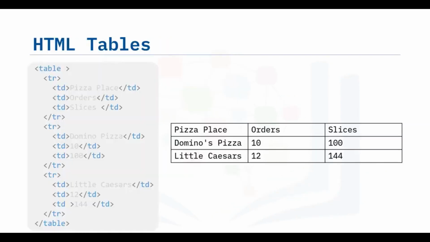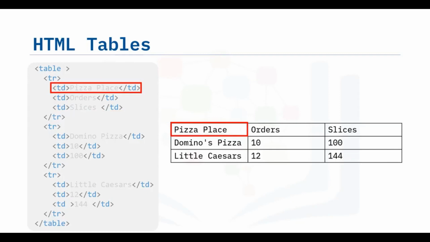Next, let us review HTML tables. To define an HTML table, we have the table tag. Each table row is defined with a TR tag, and you can also use a table header tag for the first row. The table row cell contains a set of TD tags. Each defines a table cell.